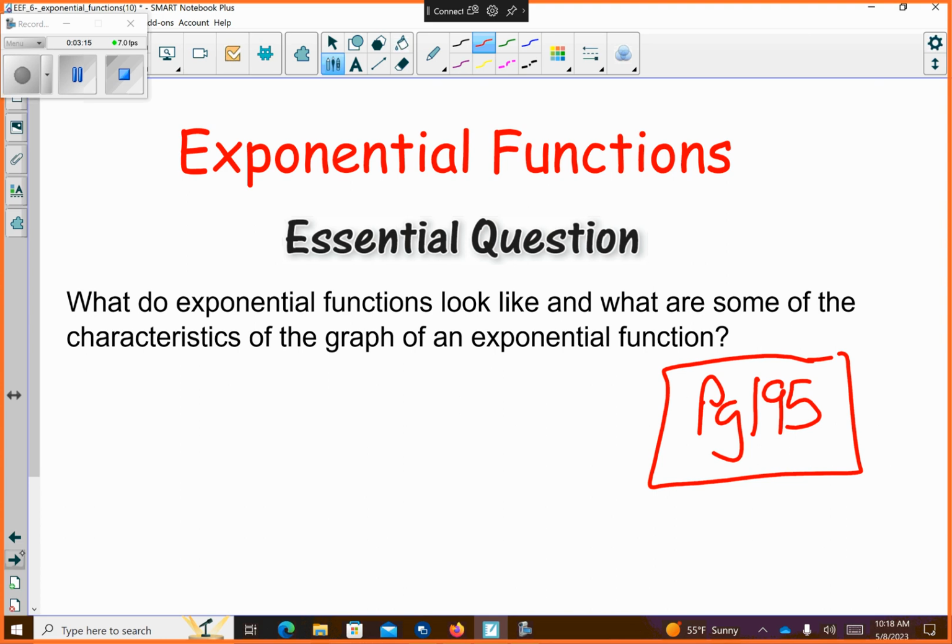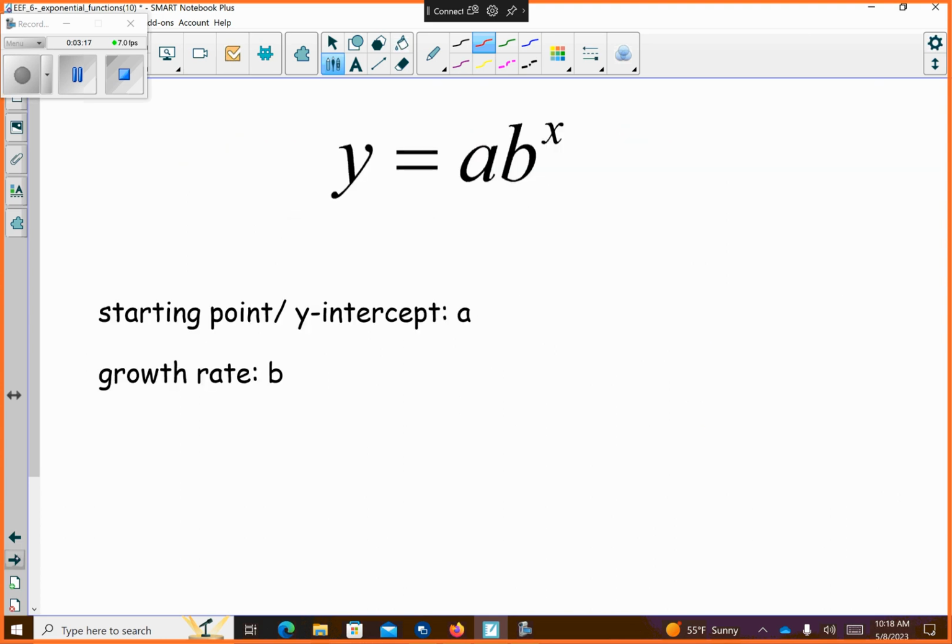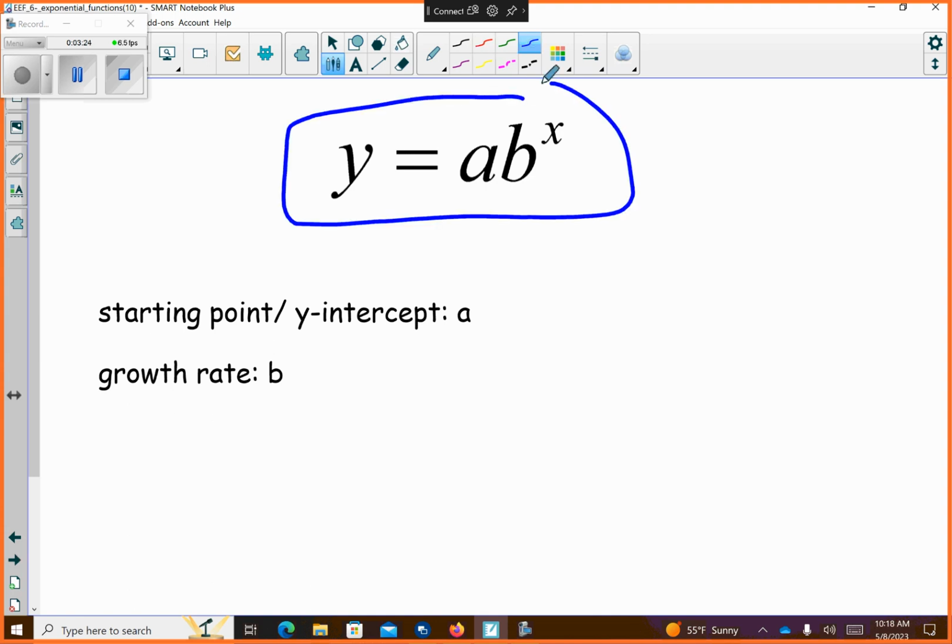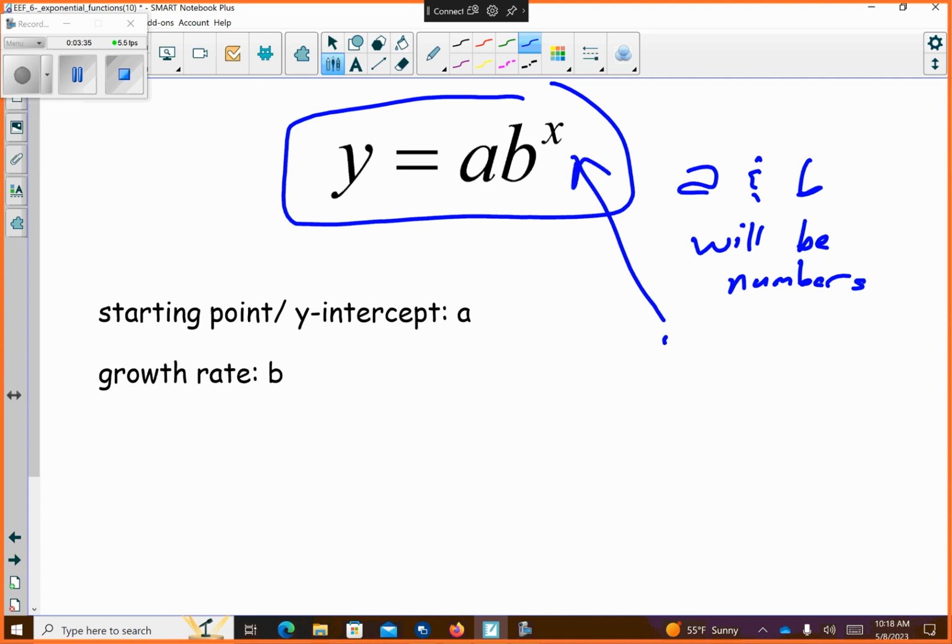So we have that. All right. This is what an exponential function looks like. A and B will be numbers. And then X is the exponent. That's the first thing to realize. Okay, so let's see if we can figure this out.